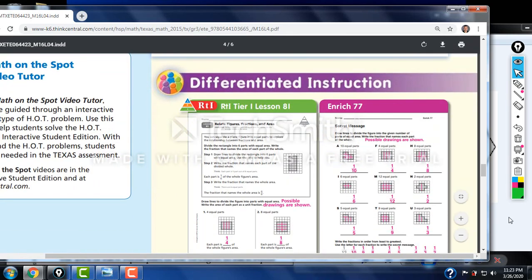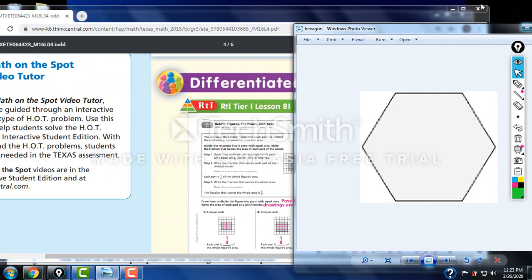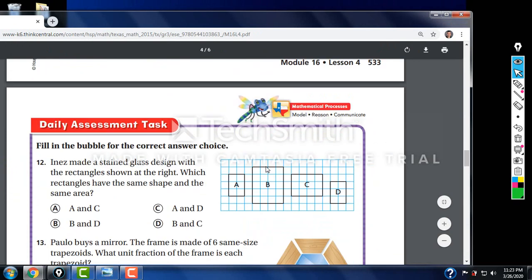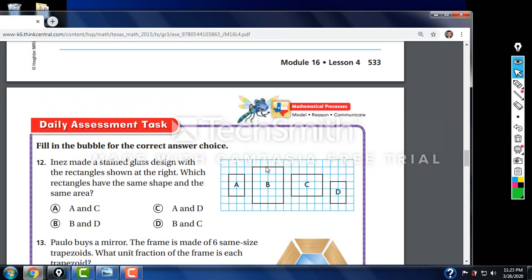Okay, we did that part there. Excuse me, I've got so many windows open right now. All right, we did that one. Oh, now we're into your daily task assessment and your homework.